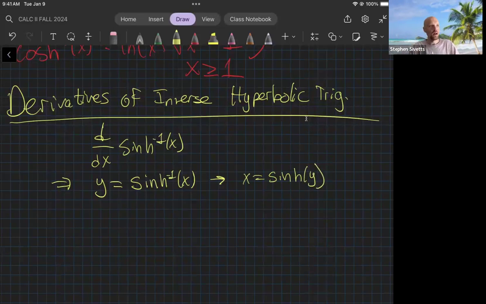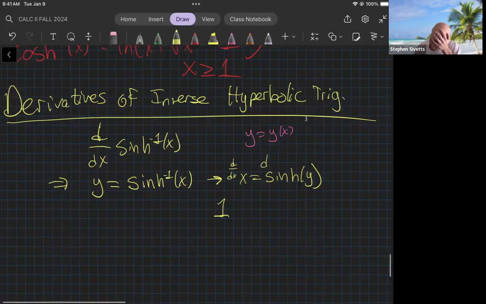So this strategy is useful for all the other inverse functions, right? And this is an application of implicit differentiation. If I suppose that y is a function of x, what we have to do is use the chain rule for y. So here's how we do it. With respect to x, the derivative of x is 1, right?